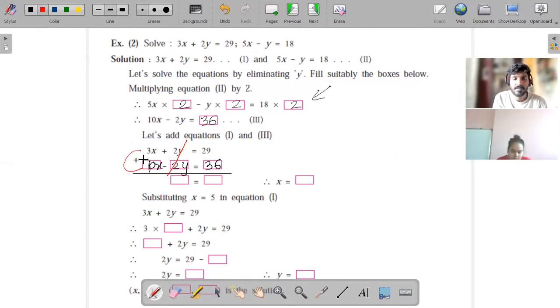So how much is 3x plus 10x? 13. So in this block, what will you write? 13x. This went off. So you're adding 3x plus 10x, 13x. And now here 29 plus 36. How much is it? 65. Okay.